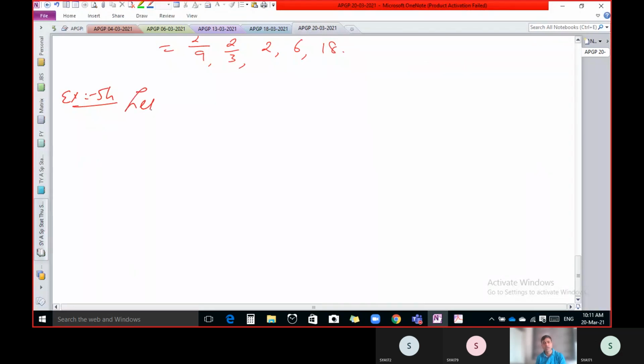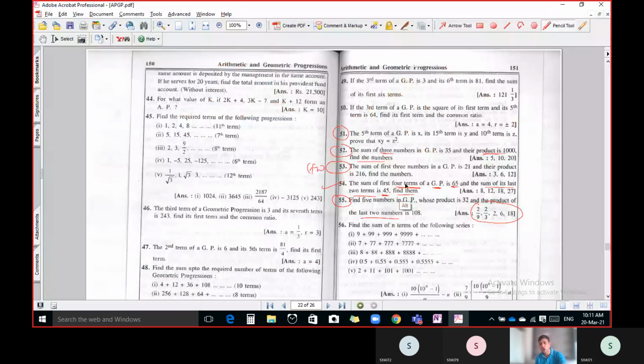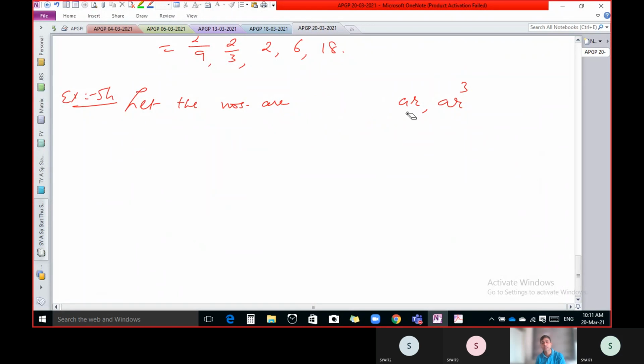So which four numbers do we have to assume? a upon r cube, a upon r, ar and ar cube. But listen carefully, these four numbers are useful when the product is given. In this question, the product is not given, so don't assume these numbers. Assume normal numbers like a, ar, ar square, ar cube, because the product is not given. If the product is given, then we assume a upon r cube, a upon r, ar and ar cube.